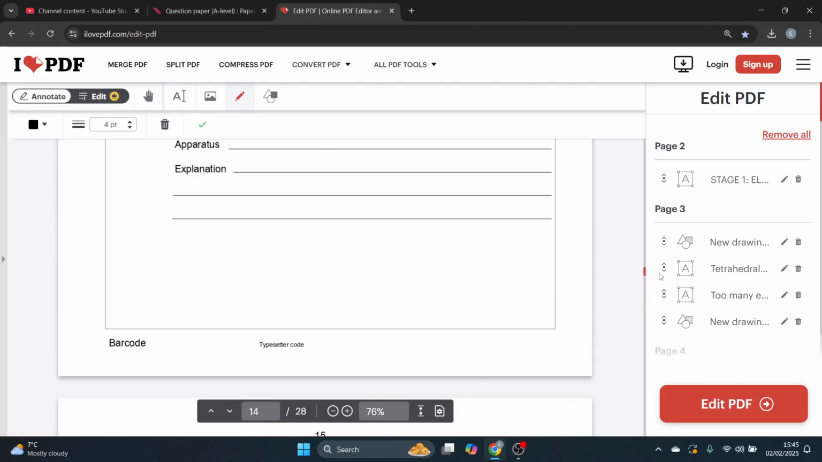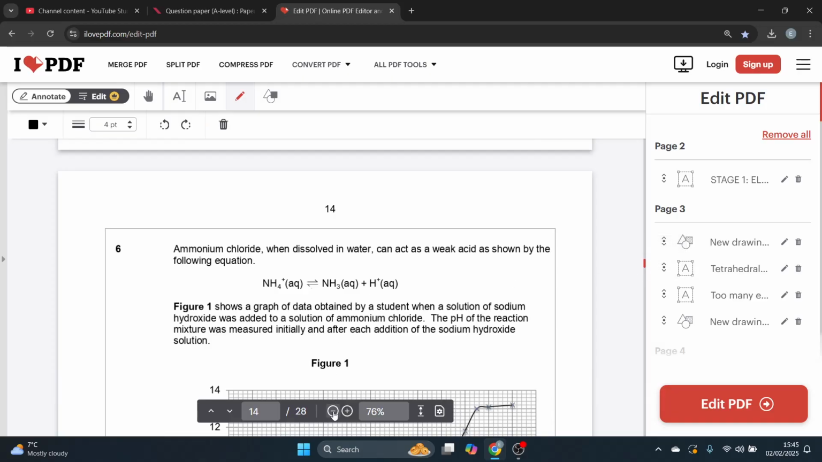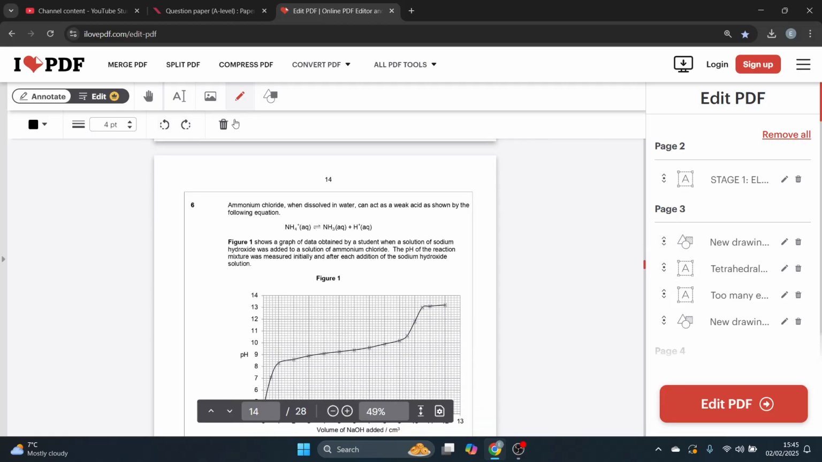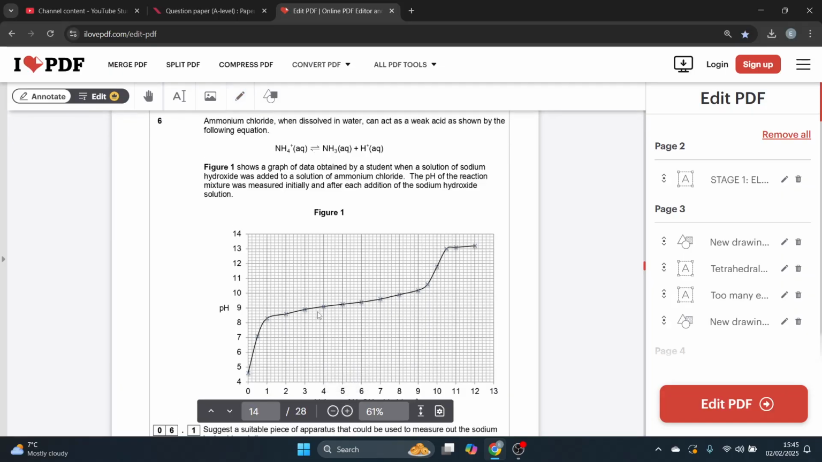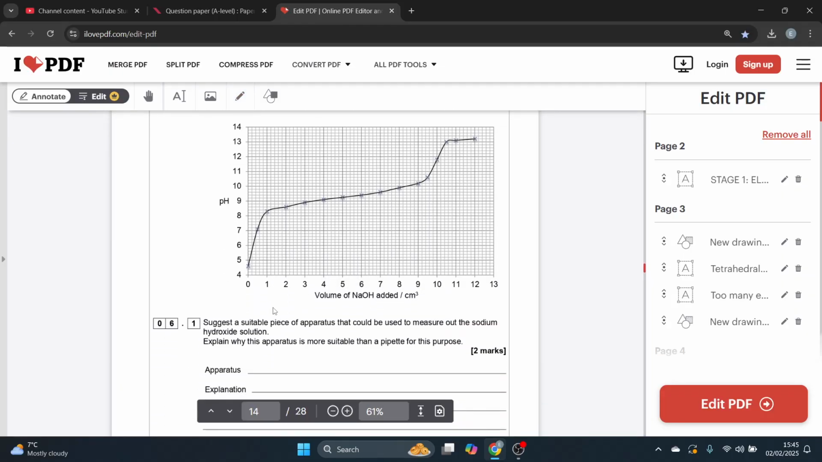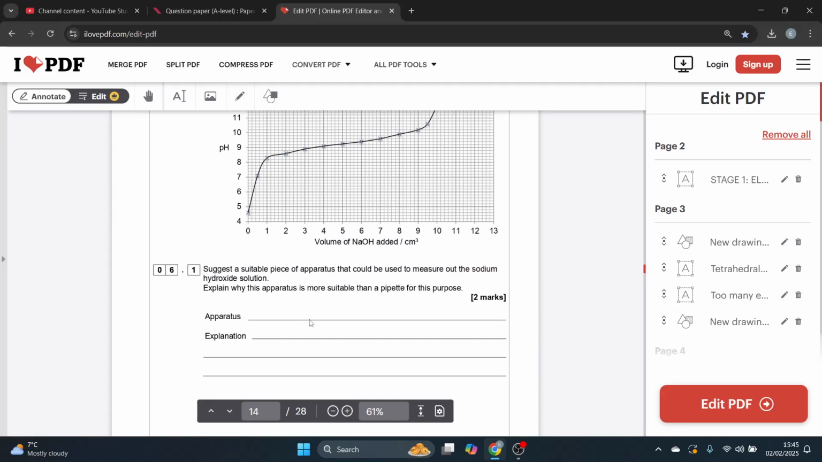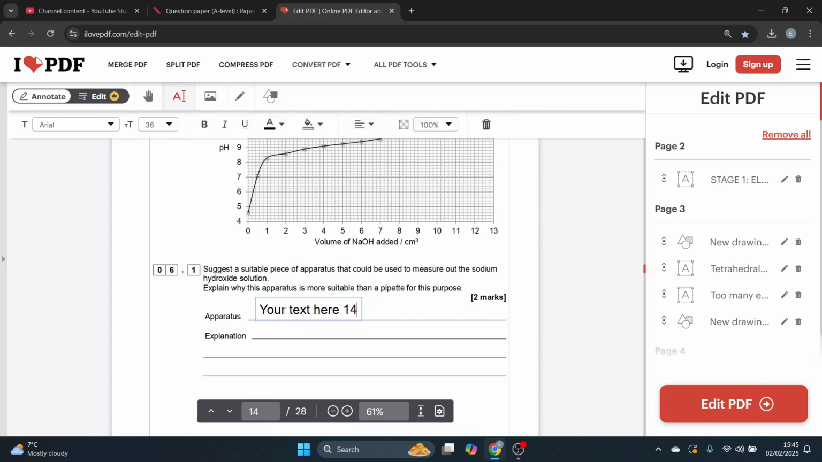So question 6. Ammonium chloride when dissolved in water can act as a weak acid, shown by the following equation: acids and bases. Suggest a suitable piece of apparatus used to measure a sodium hydroxide solution. Burette, because it can deliver variable volumes.